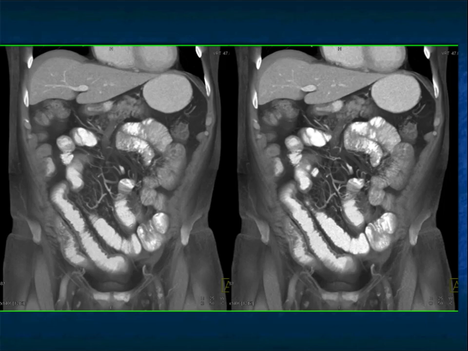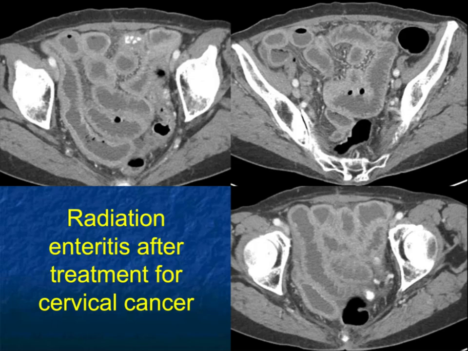Here are some of the reconstructions with 3D. You see the irregularity of the bowel wall. As I mentioned, you do get a halo effect, and halos are common in radiation enteritis, but I think the submucosal enhancement is probably more impressive in some of the other disease processes rather than radiation.